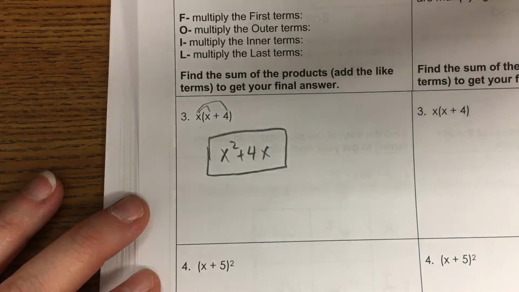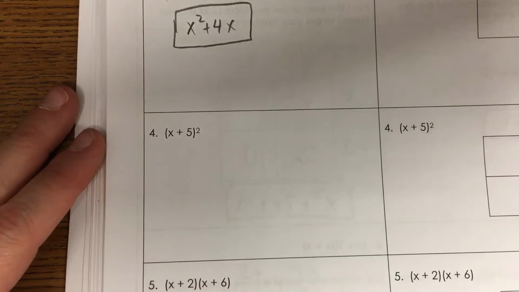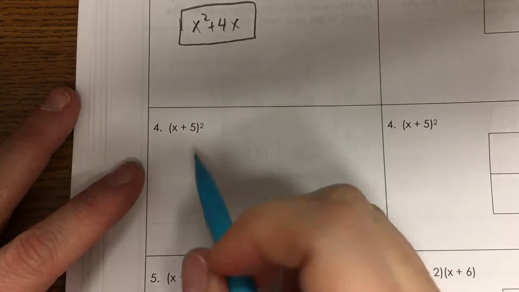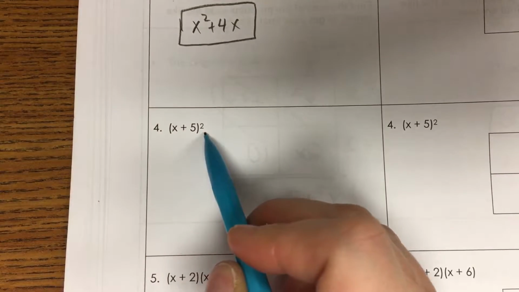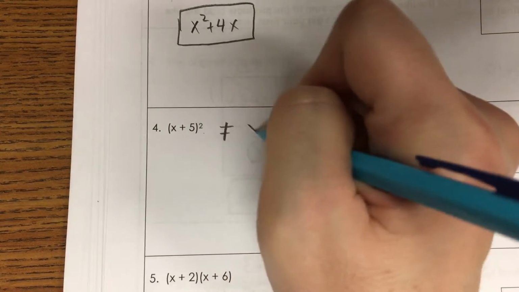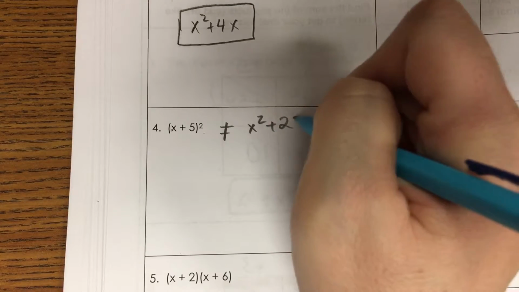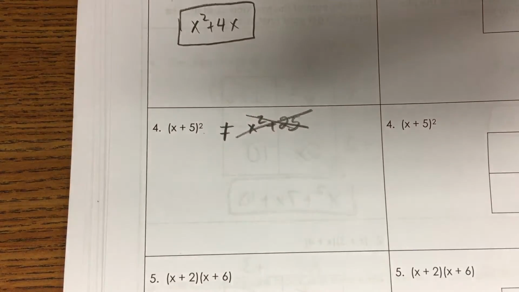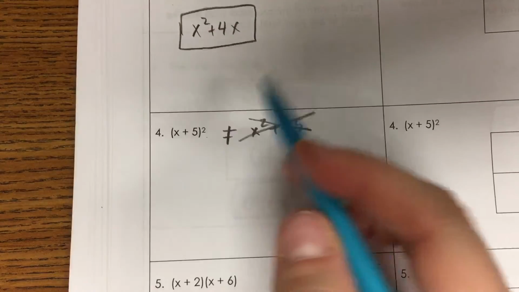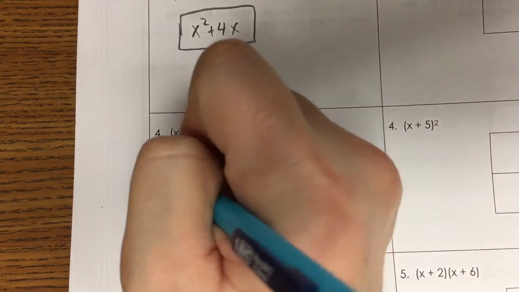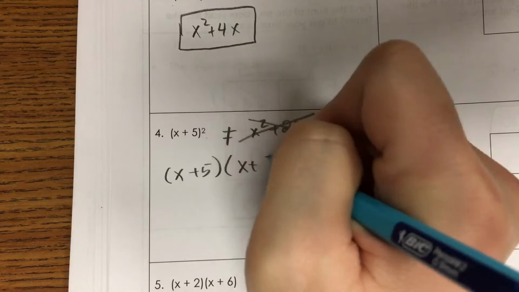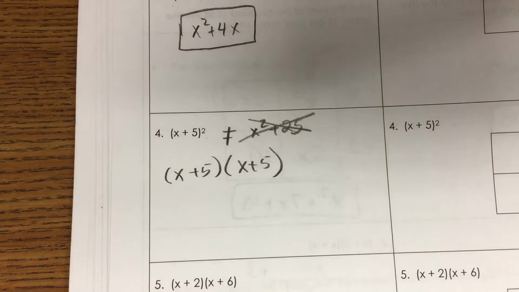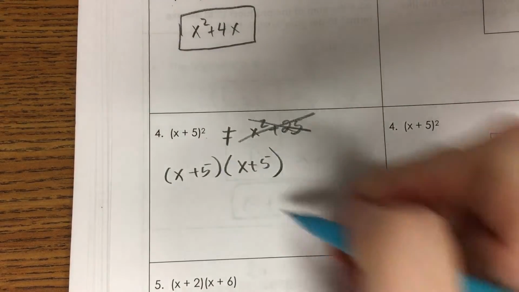Okay, so I'm going to do one more problem both ways, and then after that you can choose which one you like. I've got x plus 5, and then it's being squared. Now I want you to realize that this is not equal to x squared plus 25. Okay, you can't just distribute the square. Remember, to square something means to multiply it by itself. All right, so we need to multiply x plus 5 times x plus 5.